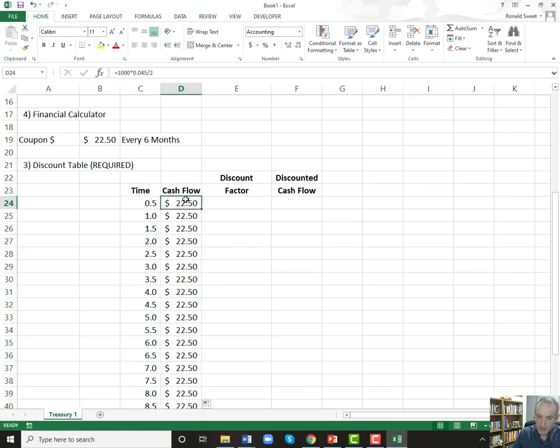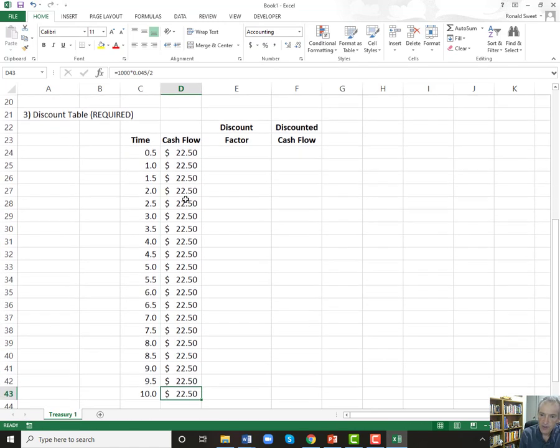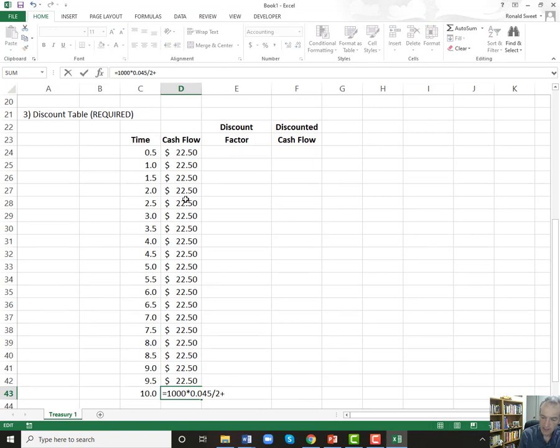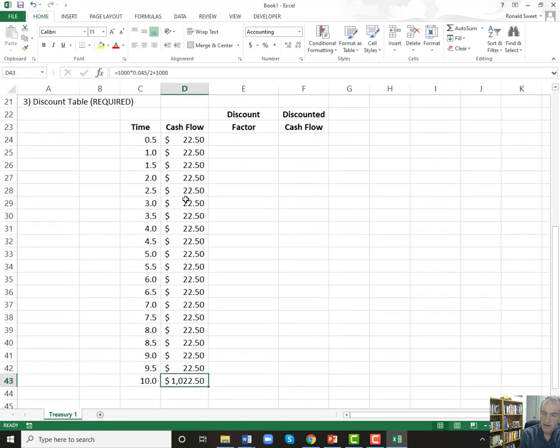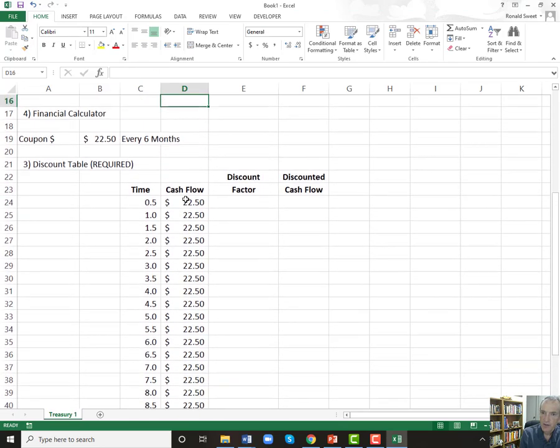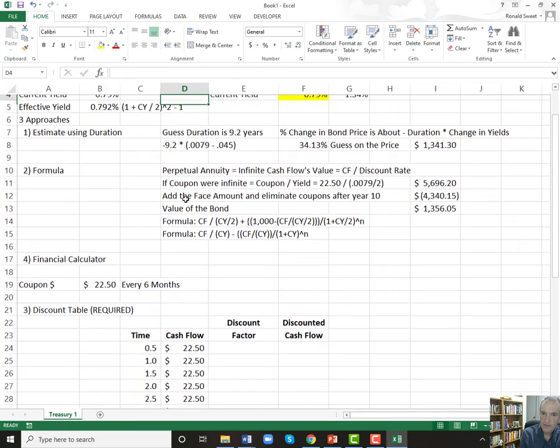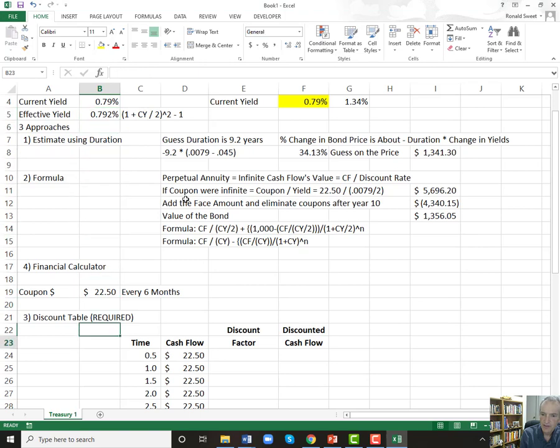That's our cash flow every 6 months, except at the very end, when we get our $1,000 back. Remember, I said assume a face amount of $1,000. And then what is our discount factor? For the discount factor, we're going to use the effective yield.